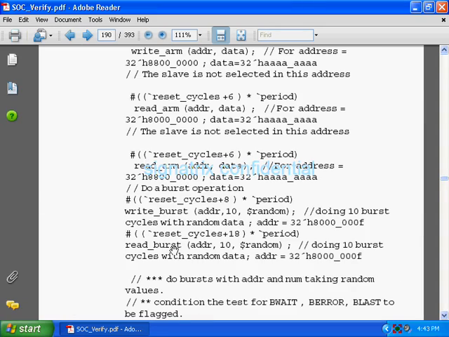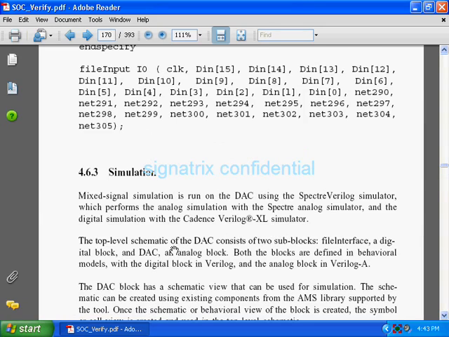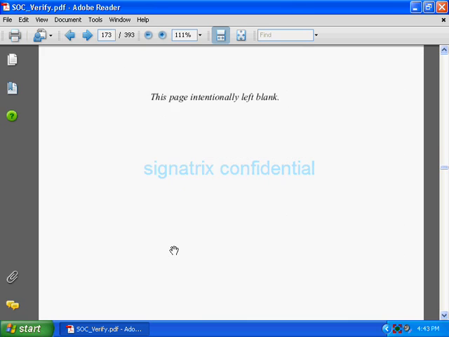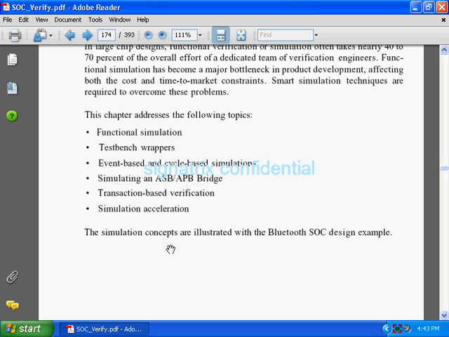Coming to the next chapter, that is simulations. So what all things we are going to cover in simulation is, first we'll see functional simulation, then we'll see test bench wrappers, event based and cycle based simulation, simulation on ASB and APB bridge, transaction based verification, simulation acceleration. So these all are the topics of this simulation discussion.